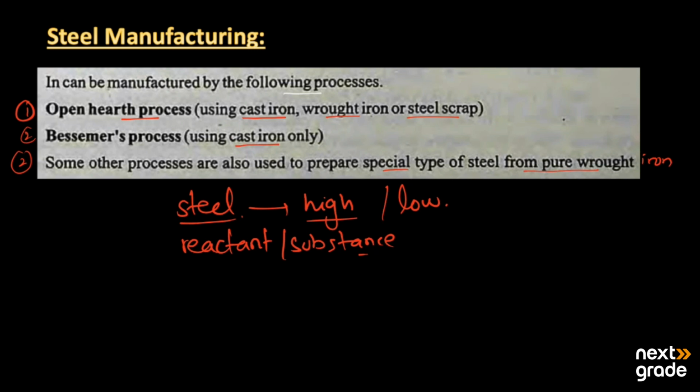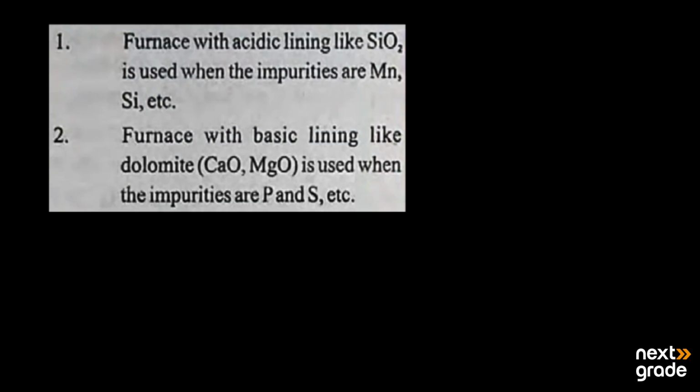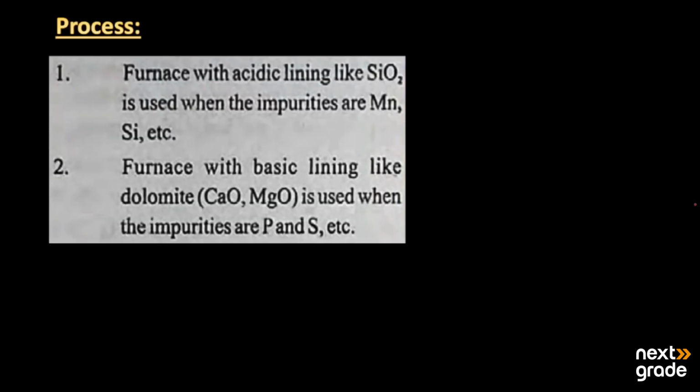For this purpose, we will start with the first process for the manufacturing of steel, which is called the open hearth process. Now, what are the main steps in this process? First of all, we have furnaces with acidic lining like silicon dioxide. It is used when impurities like manganese and silicon are present in the substance. This is the most modern method for the manufacturing of steel.